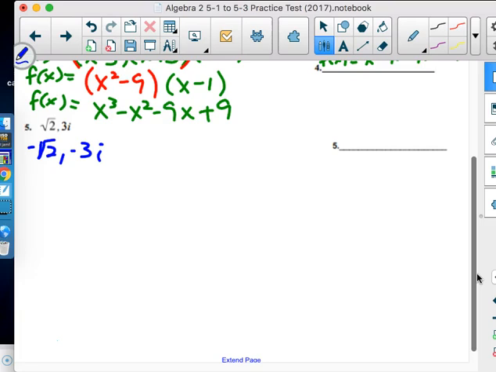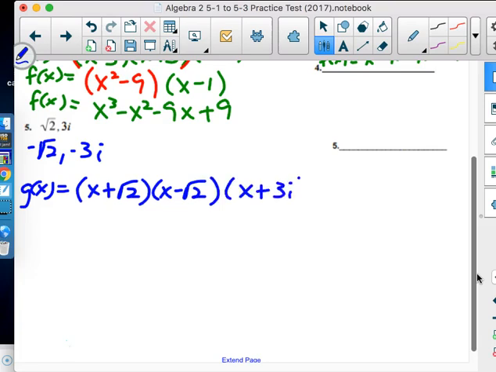Imaginaries and nasty roots always come in pairs. Remember, that's part of that quadratic formula, plus or minus piece. So I'm going to call this one g of x just to be different. No f of x. So that would make it x plus the square root of 2, x minus the square root of 2, x plus 3i, and x minus 3i.